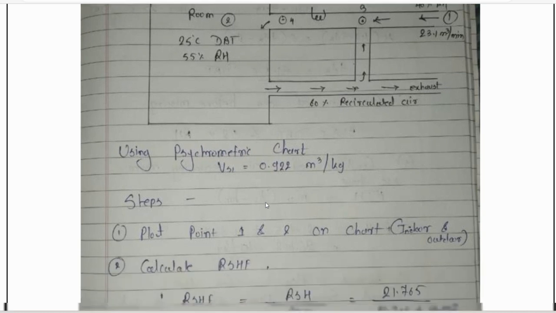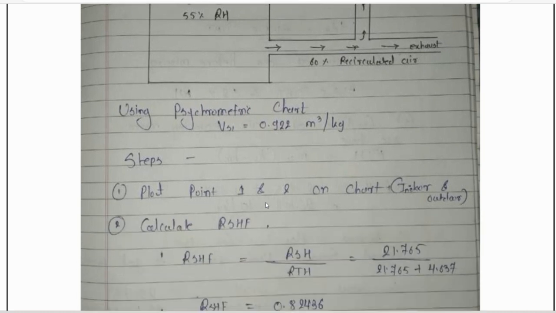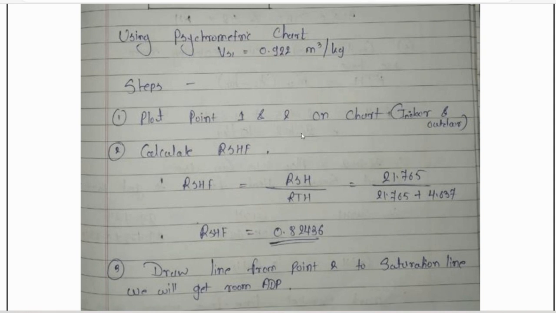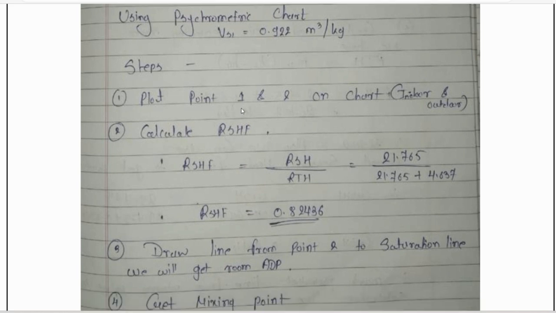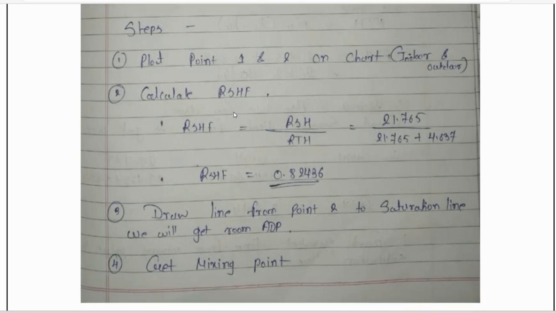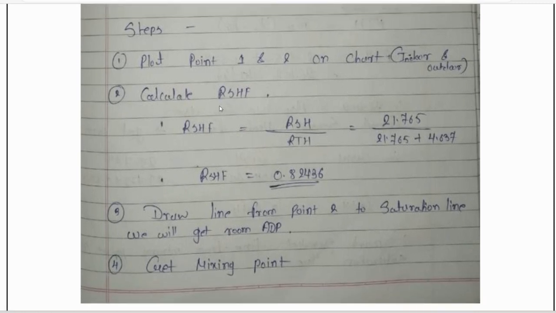That is the basic principle. Now using the psychrometric chart, we got the value of VS1 as 0.922 meter cube per kg. From this we get the mass flow rate. So what are the steps? First step is to plot points number 1 and 2 on the chart, indoor and outdoor conditions, and calculate the room sensible heat factor. We have calculated it. Room sensible heat and room latent heat we got from the chart and other data. So we get room sensible heat factor as 0.82436.